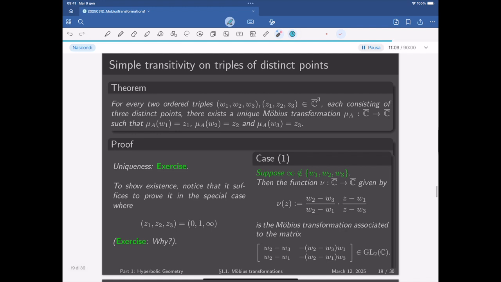Anyway, you know that this function does the job, and now you just have to present it as a Möbius transformation. So you have to find a matrix that represents it. How do I get it? I take this times zeta minus this times this, and then this times zeta minus this times this. That's how I find the matrix. Done. That is when infinity is not one of the points. I have 10 minutes and a half.